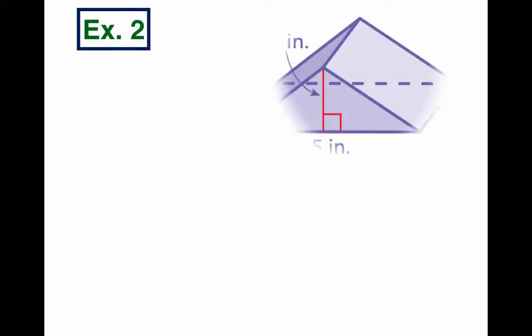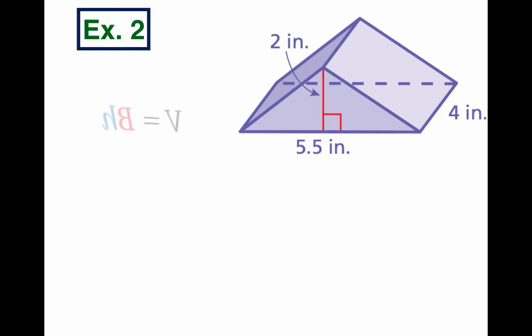So now we move on to example 2. Example 2 is this object. We're going to find the volume. If we were to fill up this prism with, I don't know, water or sand, fill it up with something. So here's the formula. Volume equals base times height.